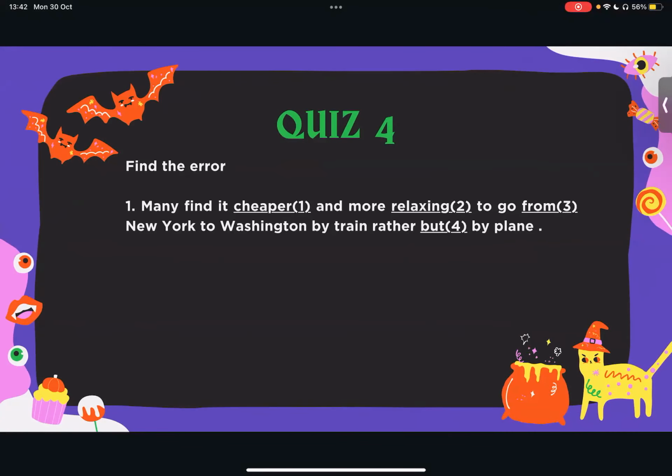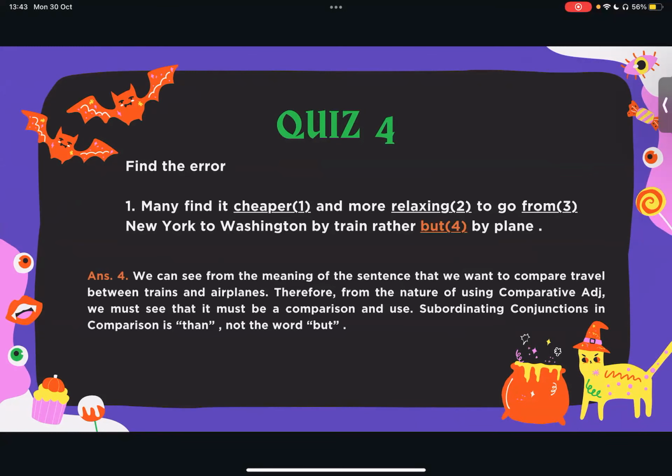Quiz number 4, find the error. Many find it cheaper and more relaxing to go from New York to Washington by train, but by plane. The answer is number 4. We can see from the meaning of the sentence that we want to compare travel between trains and airplanes. Therefore, from the nature of using comparative adjectives, we must see that it must be a comparison, and the subordinating conjunction in comparison is "than," not the word "but."